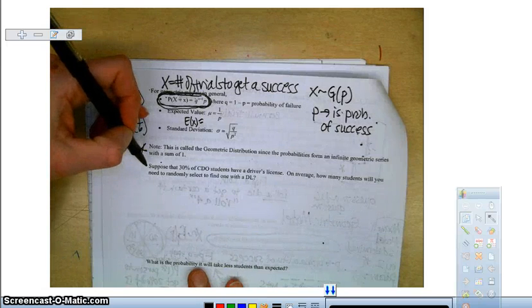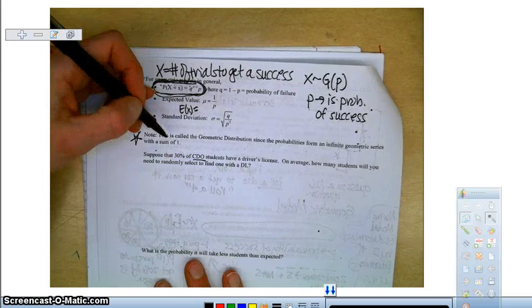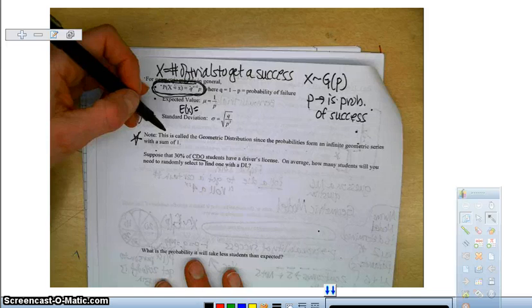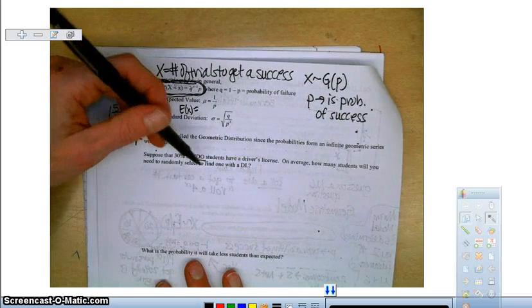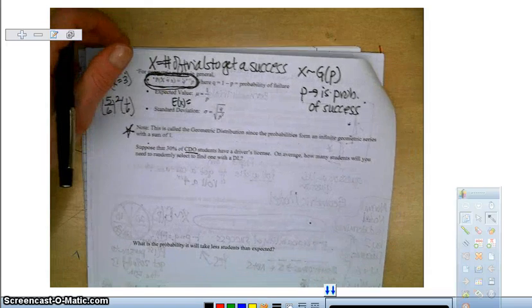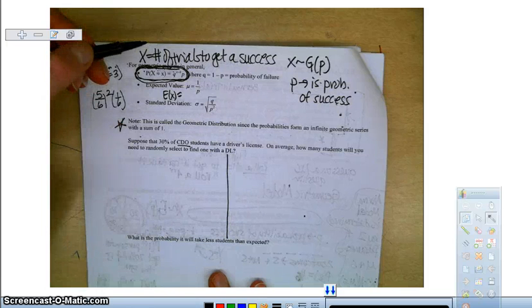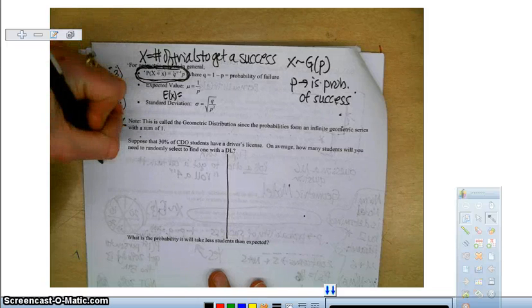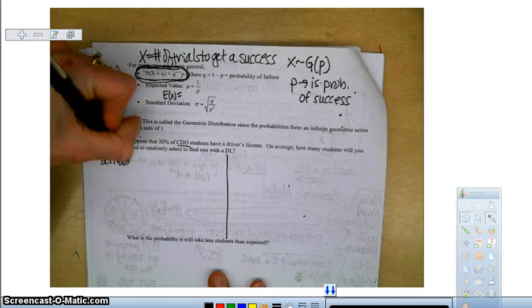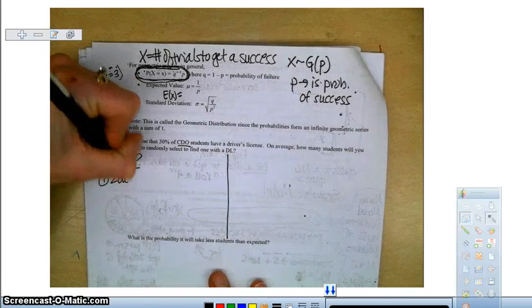Not need to know. So suppose that 30% of certain high school students have a driver's license. On average, how many students will you need to randomly select to find one with a driver's license? All right, so first thing I'm going to do here is decide, is this actually geometric? First I'm going to decide, is this Bernoulli? Bernoulli, yes or no? So first of all, what are the 2 outcomes?